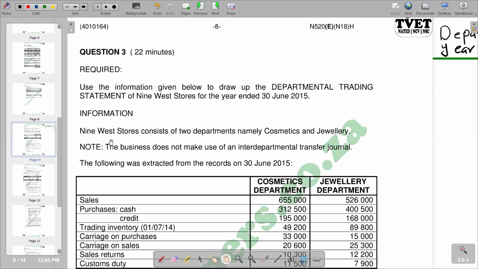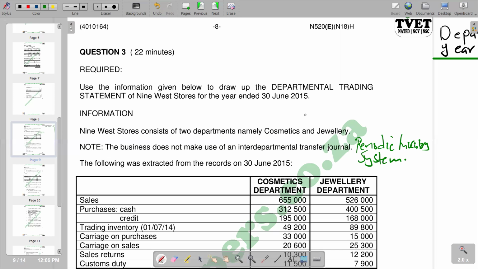Well, the information part: 9 Waste Stores consists of 2 departments, namely cosmetics and jewelry. On the notes, the business does not make use of an interdepartmental transfer journal, and the business uses the periodic inventory system. And then the following was extracted from the records of 30 June 2015.